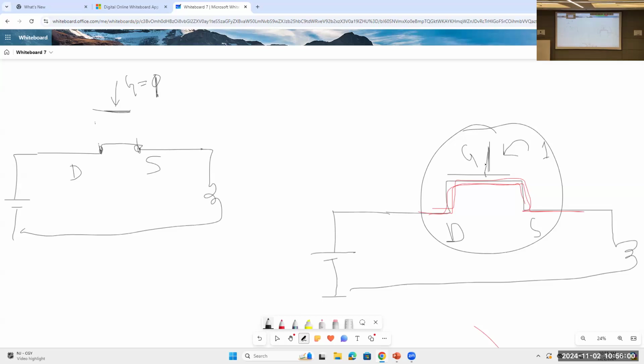MOSFET is the building block of your processor or of your memory. Your processor and memory are nothing but a combination of billions of switches, and the MOSFET acts as a switch.